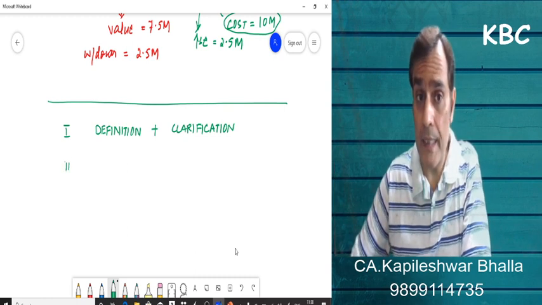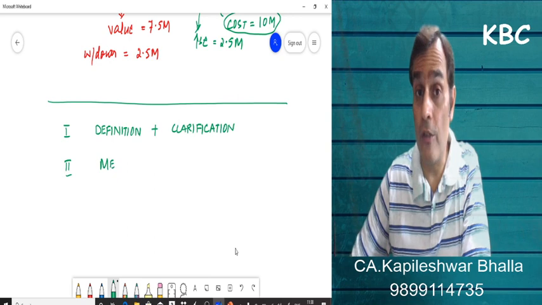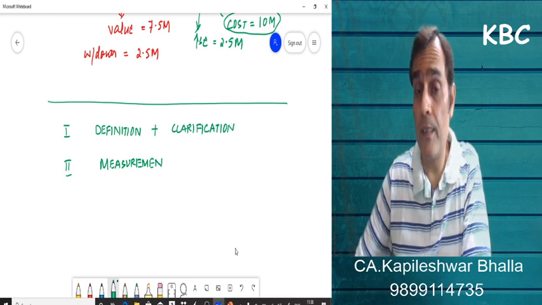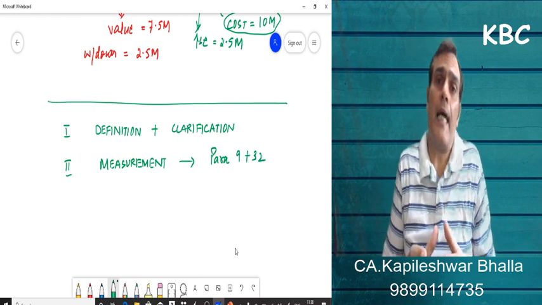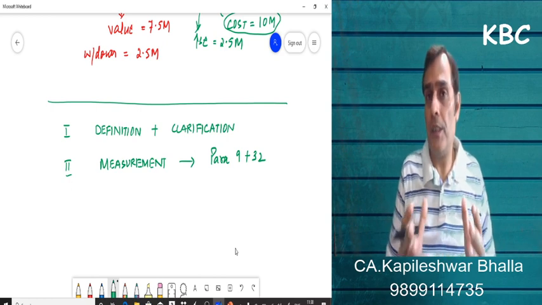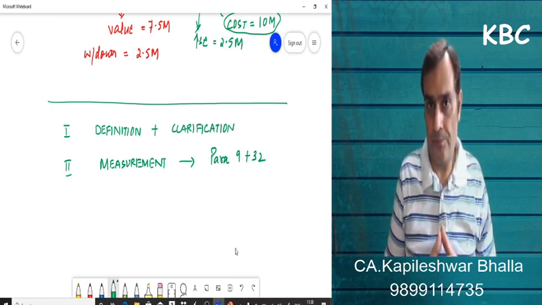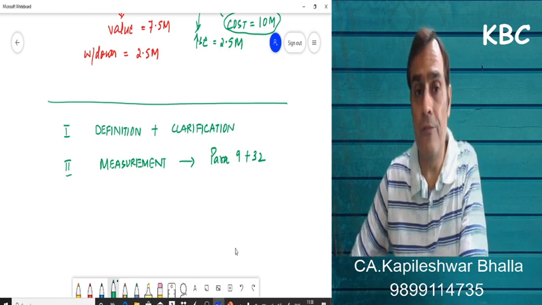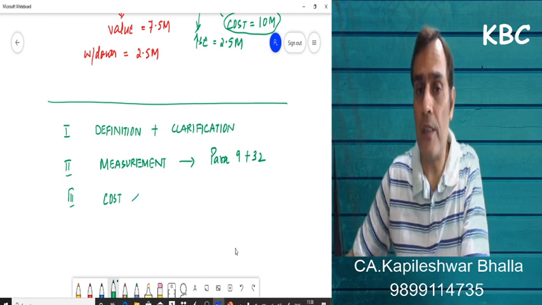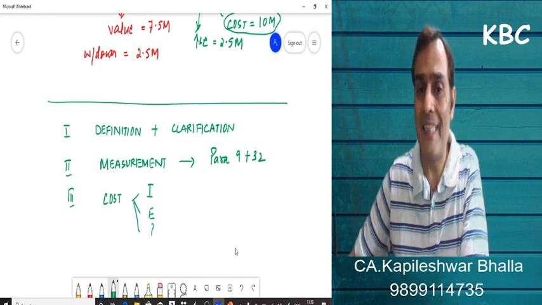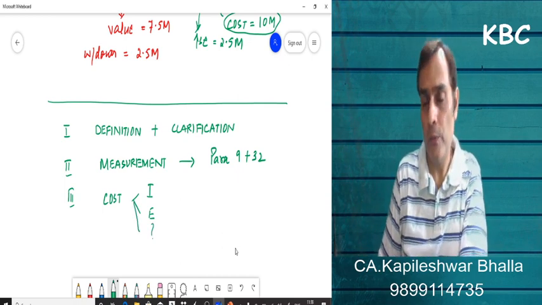The second focus area which we concentrated on is the measurement principles related to inventory. And the focus was on para number 9. The focus was also on para number 32, especially looking at the raw material inventory valuation, which depends upon the FG valuation. And then we turned our focus to what is cost, considering what is included in the cost, what is excluded from the cost, and what depends, that it may or may not be included.